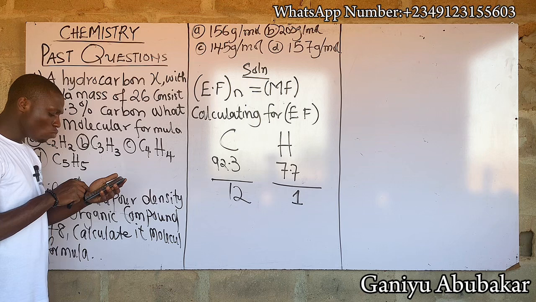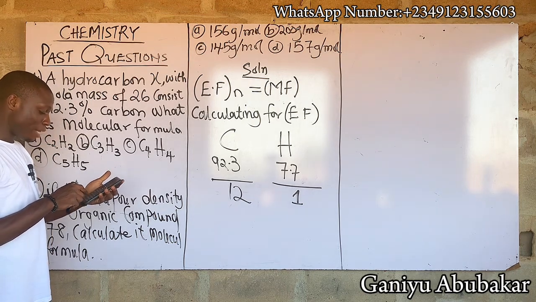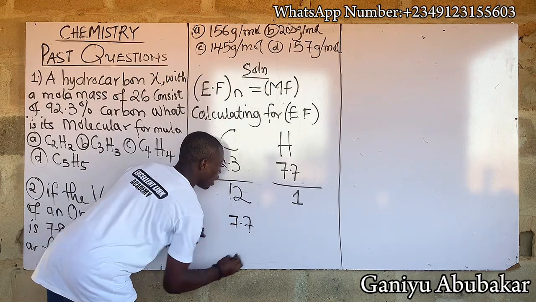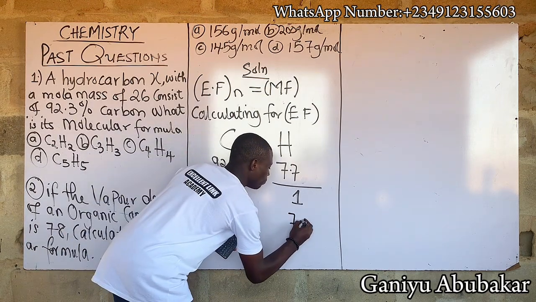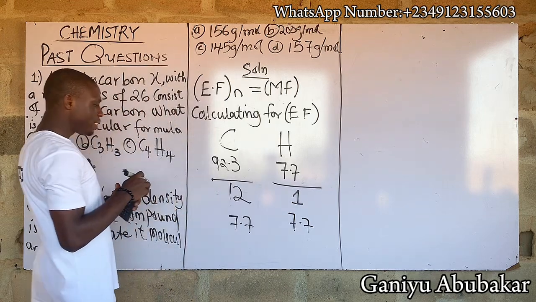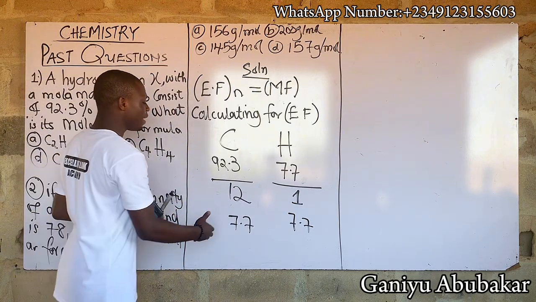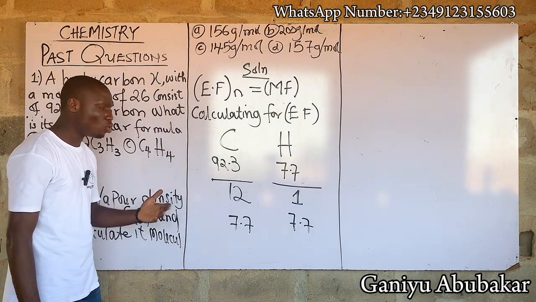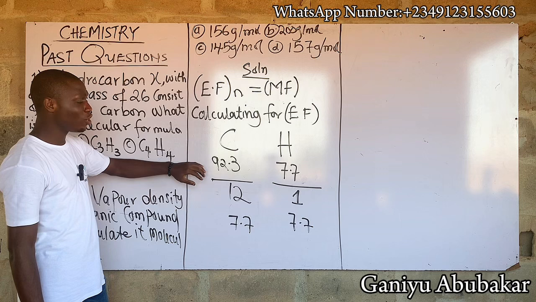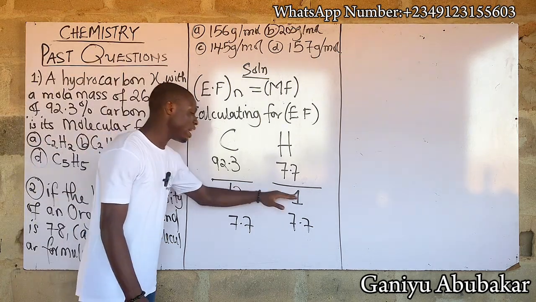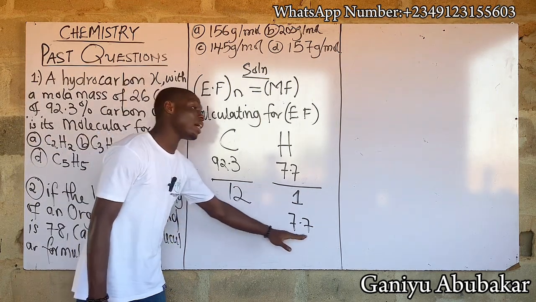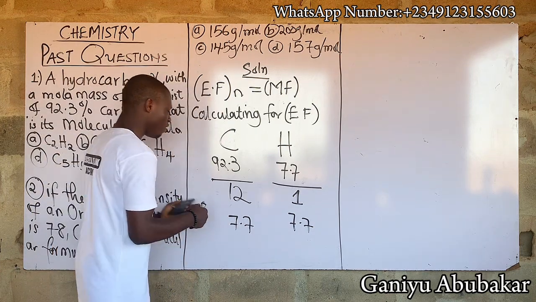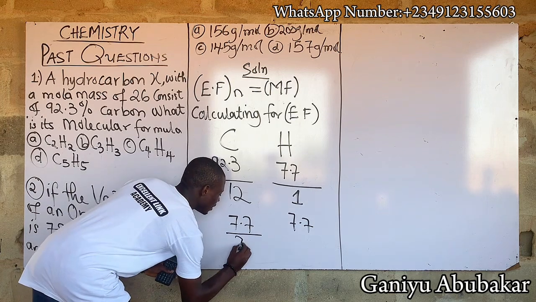Divide 92.3 by 12. I have 7.7 approximately. This one too will give you 7.7. In this case now, we said after writing out your compound and your percentage composition, and also dividing by their relative atomic mass, you have an answer. I'll divide this answer by the smallest one. Since this and this are the same thing, I'll divide it by itself, divided by 7.7.